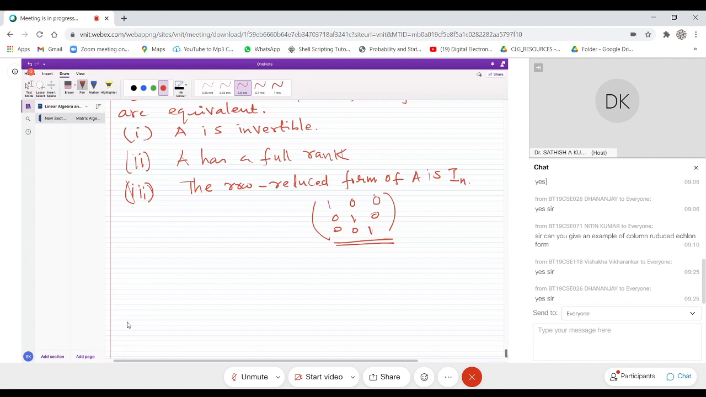Let us state this result, because we'll just recall those results which we know already.